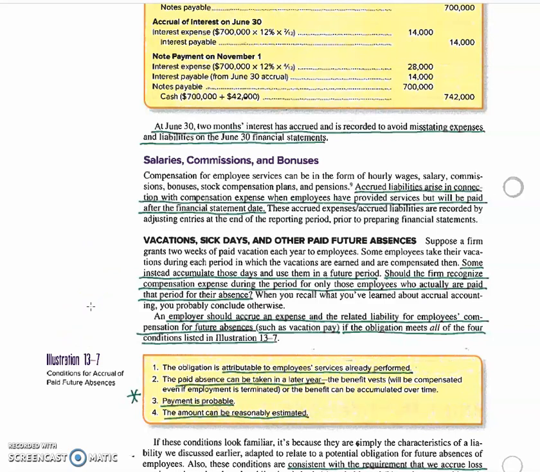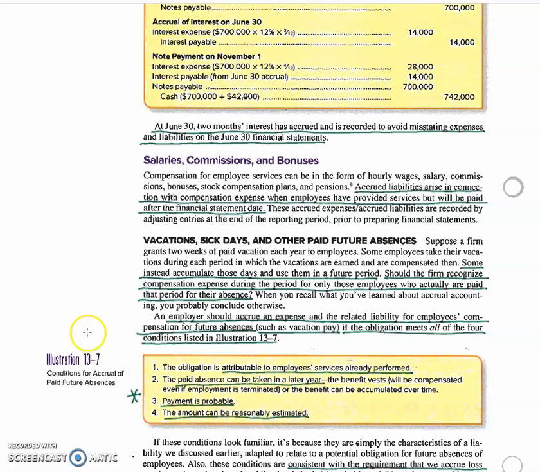Now, a lot of big corporations basically allow you to take the vacation during the year that you earn it. And so in those cases, if they don't allow vacation carryover, or it's unlikely, or not probable, that the employee will take the vacation in a subsequent year, there would be no need to accrue an expense and a liability.